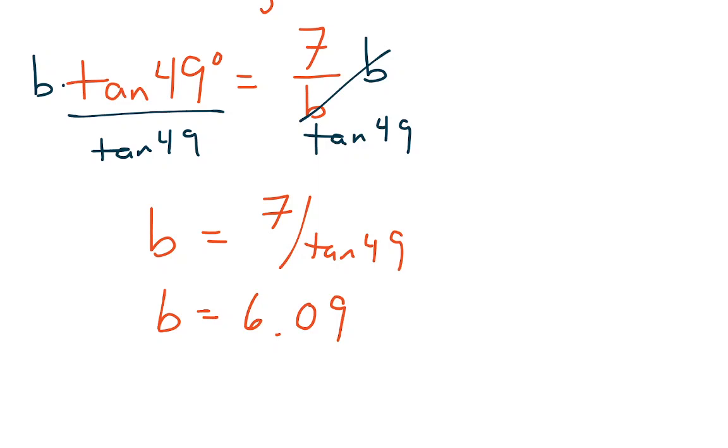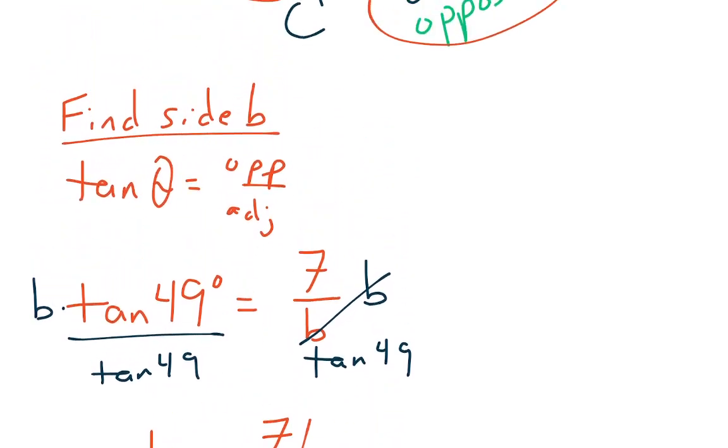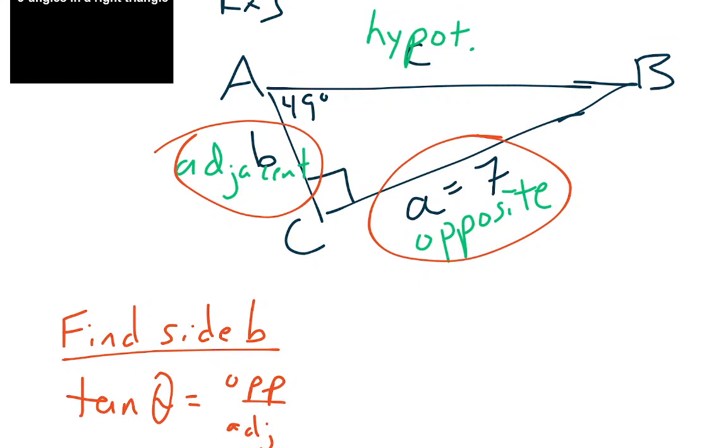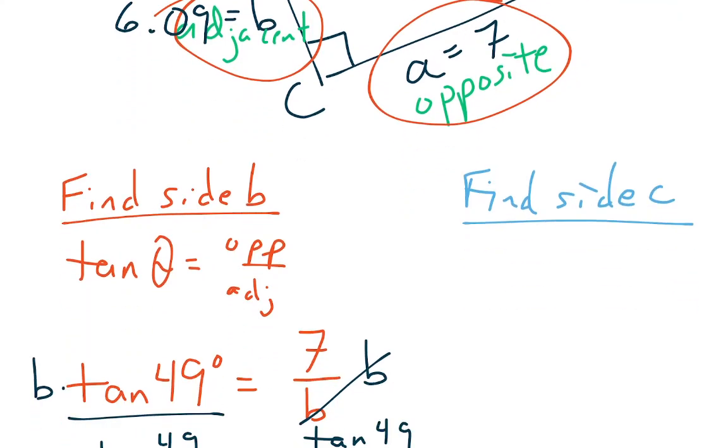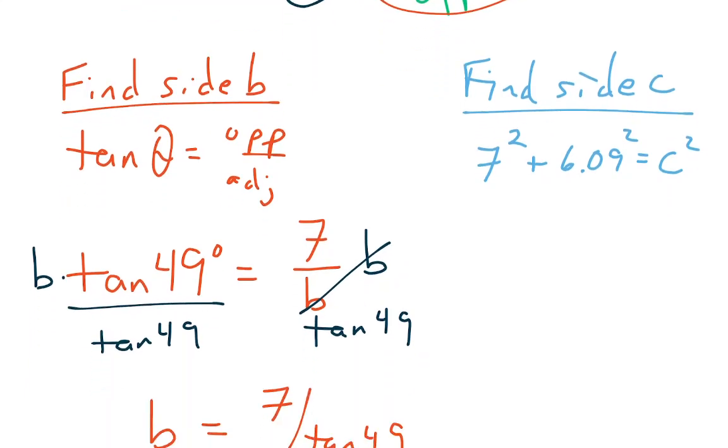I feel like there's another side that we need to find. Remember, it was side C. Now, the one thing that's true is that since we found side B to be 6.09, and we have side A already to be 7, then finding side C could be found using multiple methods. Could you use the Pythagorean theorem? Yes, you could use the Pythagorean theorem. It's not really that hard, and it uses a basic, of course, equation.